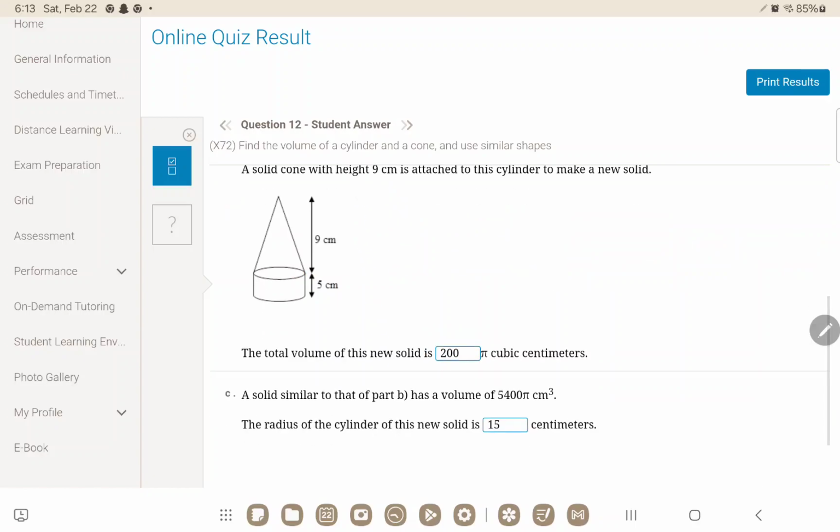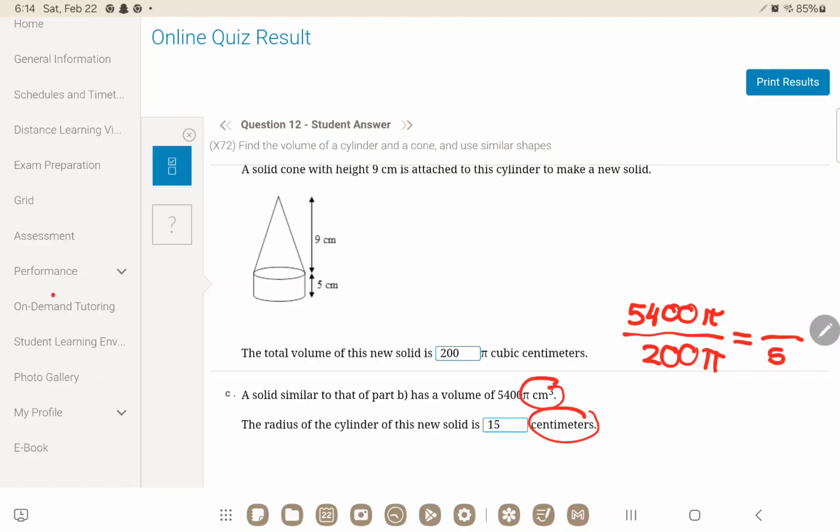Now, they told you a solid similar to that of part B has a volume of 5,400 centimeters cubed. So you have 5,400 centimeters cubed over 200 pi, since they're similar. And they want the radius of the new cylinder when the last cylinder had a radius of 5. Now, what do we know about them? This is in centimeters cubed and this is in centimeters.